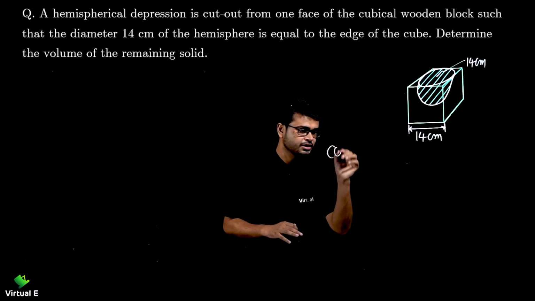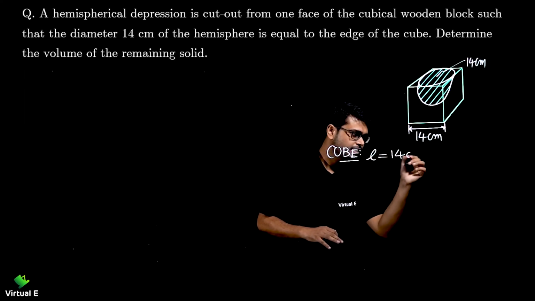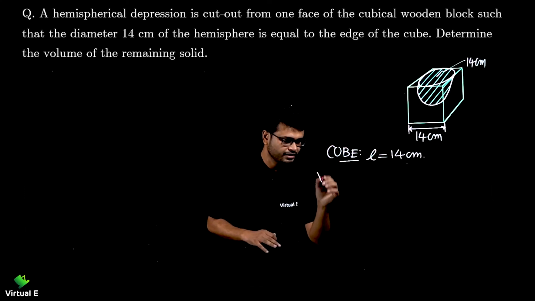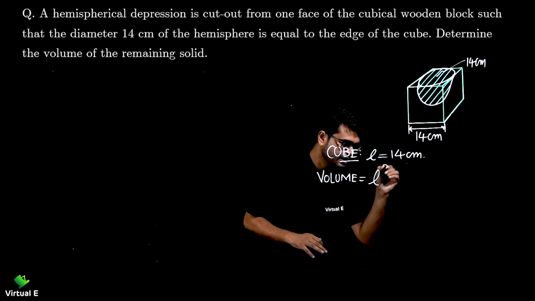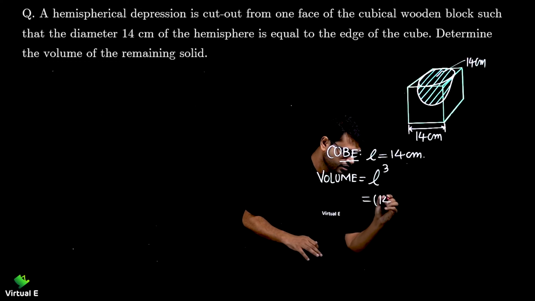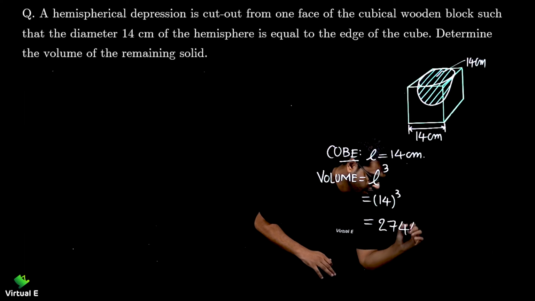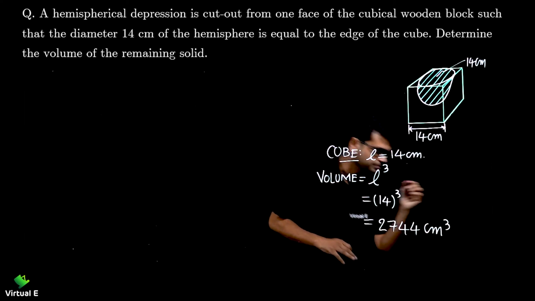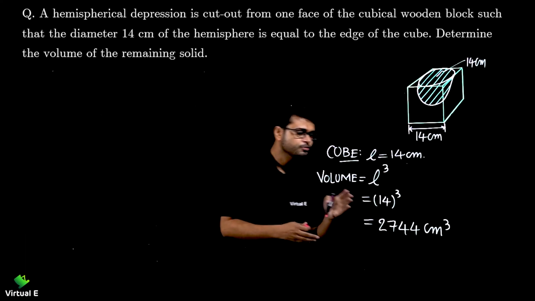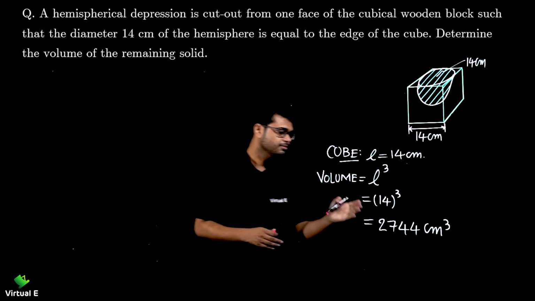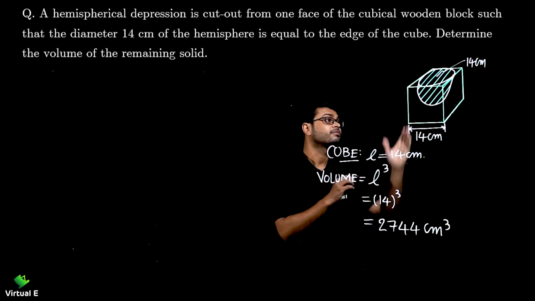So cube, we have length which is 14 centimeter. Let's find the volume. What's the formula? L cube. So here 14 cube. Remember, the answer here is 2744 centimeter cube. If you don't remember, you can multiply and get the answer. Sometimes people do remember cubes till 19 or 20 as well. So I just had an idea, 2744. That's the volume for the cube.